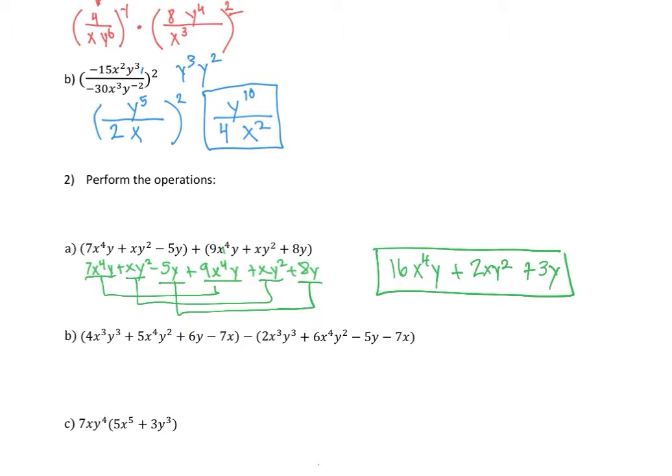Okay, so for B, it's a little bit harder because we do have this minus sign in front. So we've got 4x cubed y cubed plus 5x to the fourth y squared plus 6y minus 7x. And then here I'm going to distribute the minus sign through. On problems like these, they're not terribly difficult problems, but I see this mistake way more than I should. Not distributing a minus sign all the way through the second part of what's being subtracted. So I have negative times positive 6 is a negative 6x to the fourth y squared.